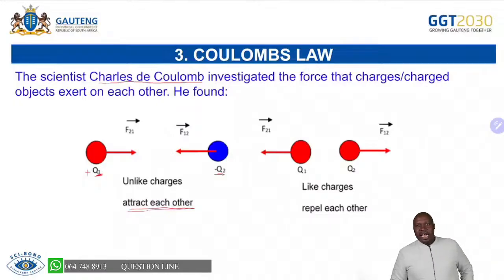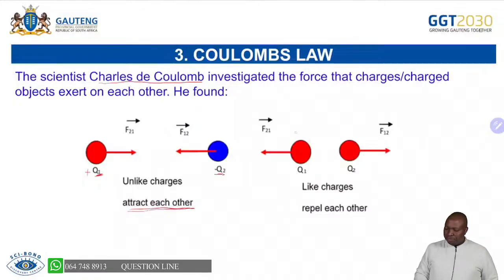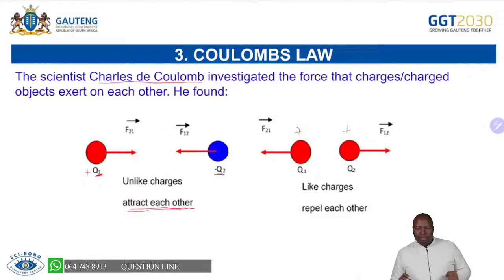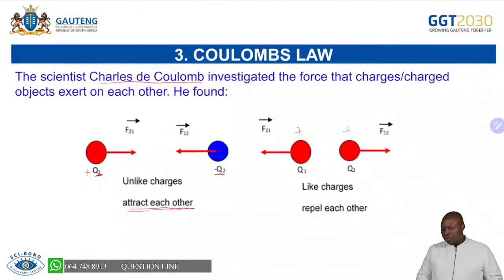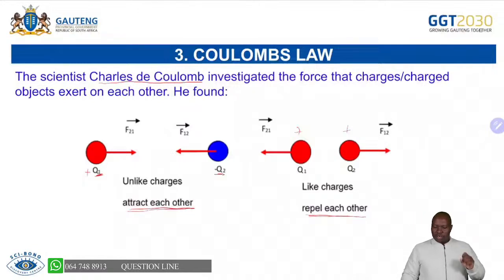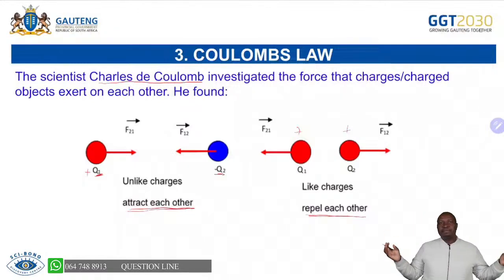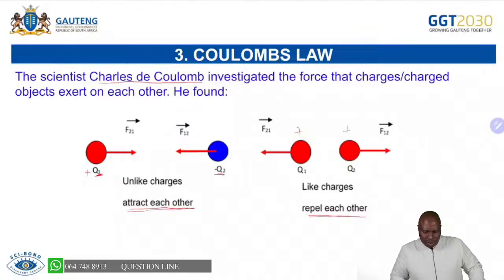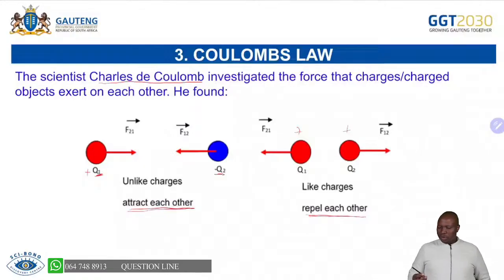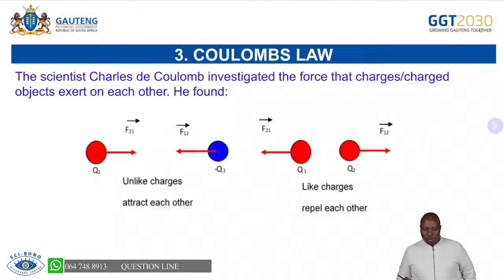But when we have like charges, for example a positive charge and another positive charge, those are like charges, and you know what like charges do, they will repel each other. So that is the concept that we are going to deal with: when we have two charges, there's going to be electrostatic force. That force can be a force of attraction or a force of repulsion. That is important, and that's what we're going to focus on.